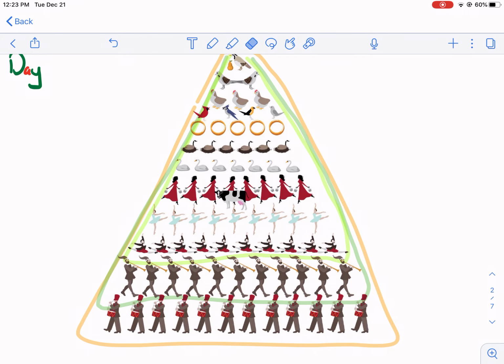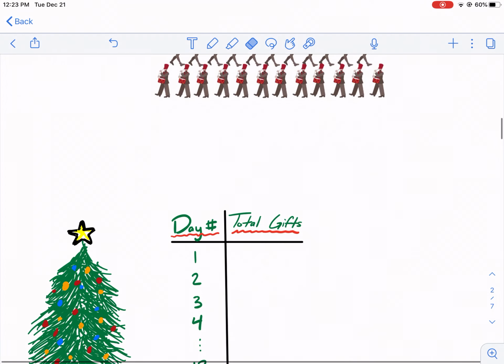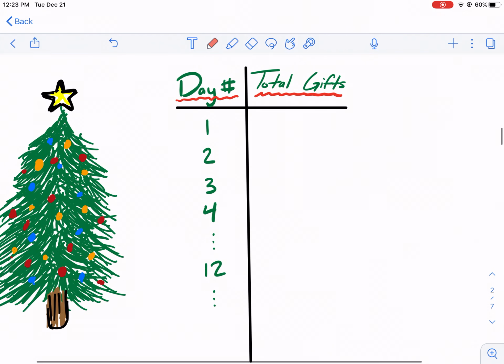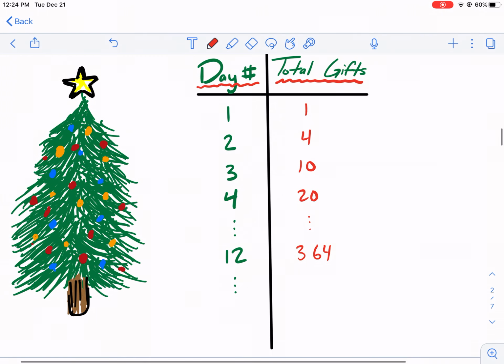But exactly how many? These are actually triangular numbers, and you can see why they're called triangular numbers. The quick sum that we were doing here is we had 1 gift on the first day, 4 on the second day, 10 on the third day, 20 on the fourth day, all the way up to, can you guess it, 64 gifts on the 12th day of Christmas. So that's a lot of gifts just in 12 days.